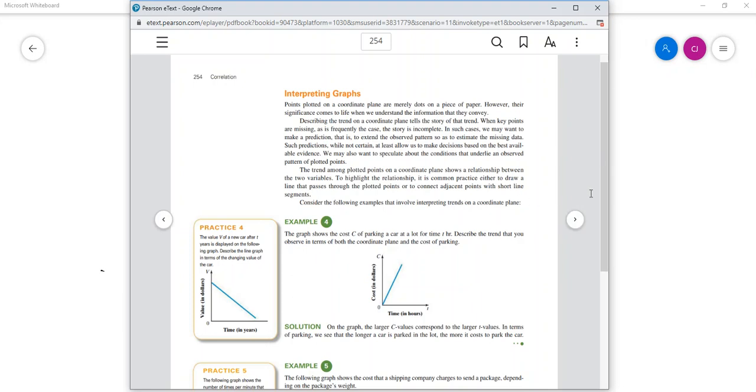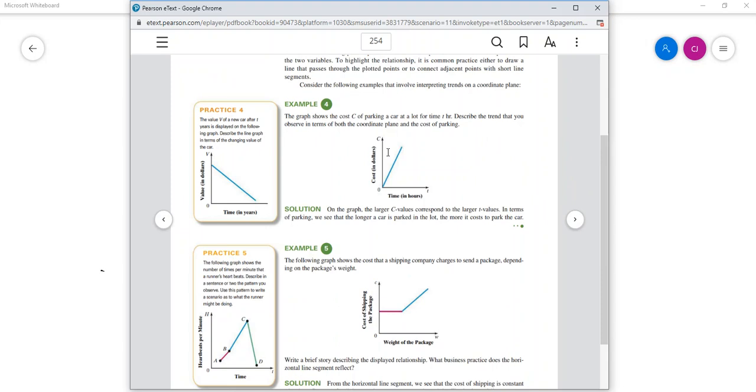Okay. Now, interpreting graphs, again, let's look at another example. This is time in hours, cost in dollars. It says the graph shows the cost of parking a car at a lot for T hours. So many hours, right? Describe the trend that you observe in terms of both coordinate plane and cost of parking. And really what they want you to see is that as time increases, it's going to cost us more money. So we start at 0, 0, no time, no money. And if we pick a point up here, then we would say, okay, well, let's say in 2 hours it costs us $20. So we'd come over this way 2 and go up to 20, we'd have a point there. And if we went out 3, maybe $30 and so on.